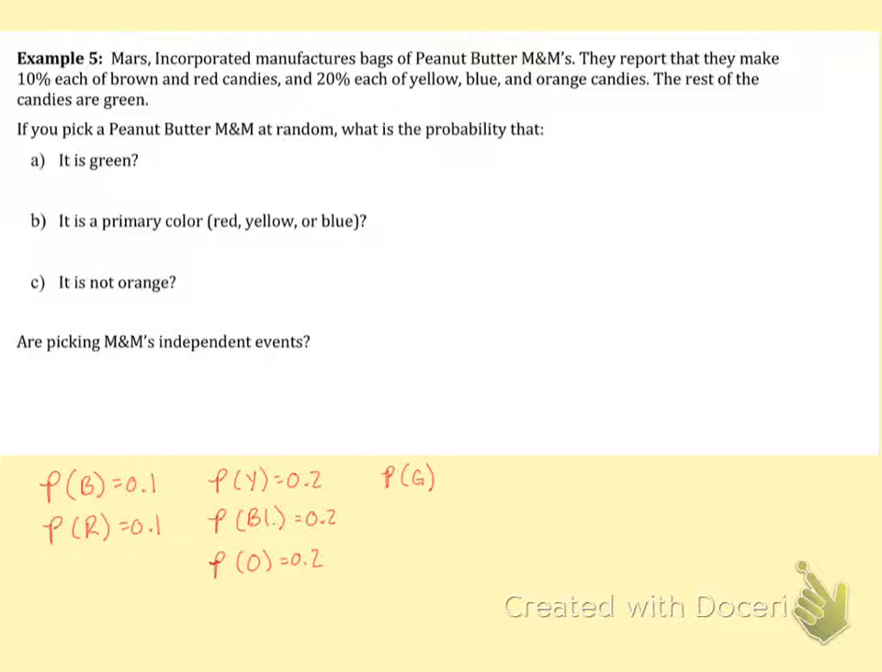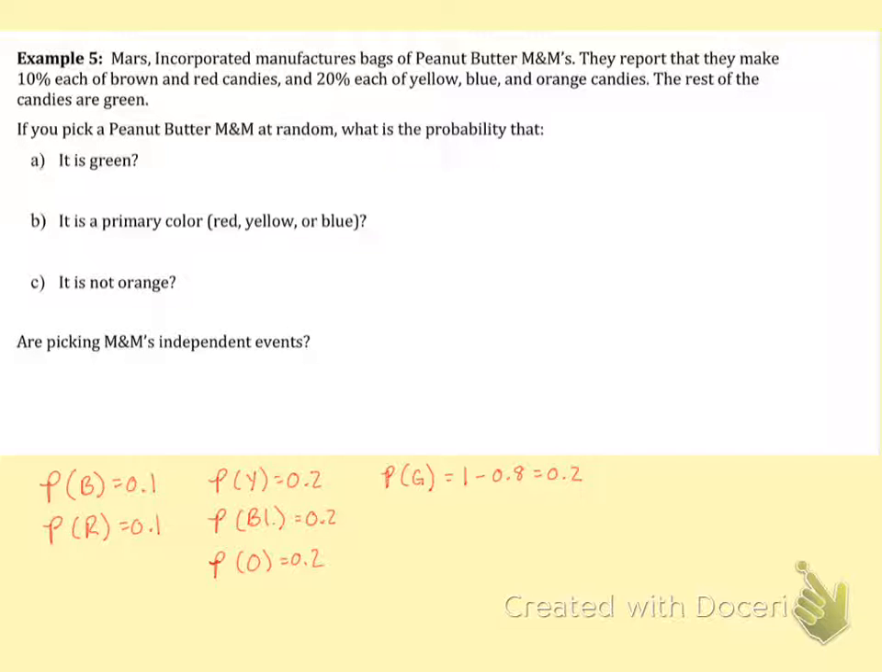These are all the colors of the candies, so we know that in the end, all of these probabilities need to add up to 1. So if we add the probabilities that we know, 0.1 plus 0.1 plus 0.2 plus 0.2 plus 0.2, that's going to give me 0.8, which means that the green has to be whatever's left over to get us to 1. So if I take 1 minus 0.8, I will get 0.2. And now if I add up all the probabilities, they'll equal 1. So now let's go up and answer our questions.